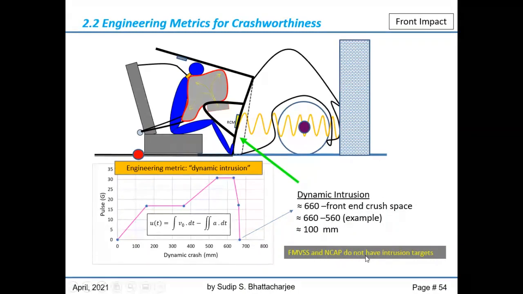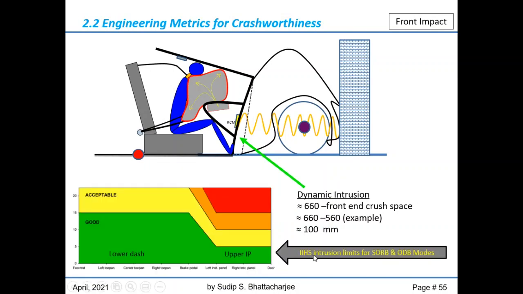FMVSS or NCAP, those test assessment criteria don't look into that measurement for any kind of performance measurement. However, if you look into IIHS, the Insurance Institute for Highway Safety, they look into this residual intrusion after the event. Statically, they have the vehicle reference system. They will be monitoring certain points, and they will be saying, compared to the design position, how much those points have come inside the compartment, and they assess the vehicle performance with those measurements against some criteria to be good or acceptable or marginal or poor.